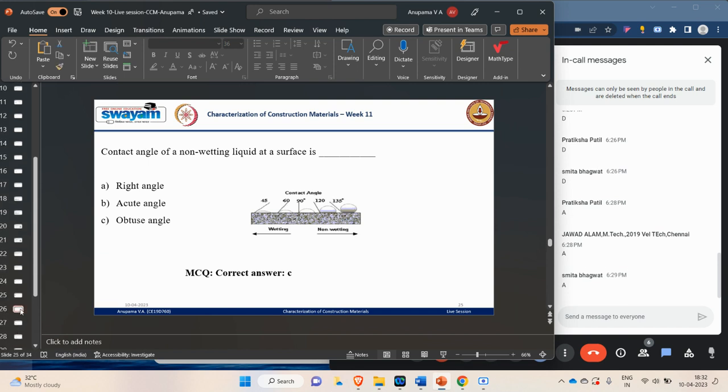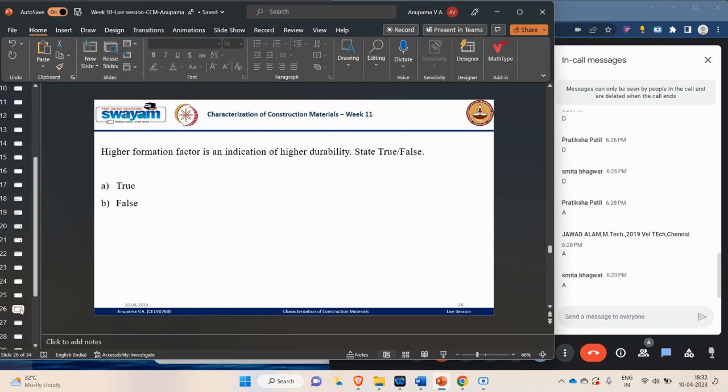Let's move to the next part. Higher formation factor is an indication of higher durability. This is a straightforward question without much of a need for an explanation. What a formation factor is, is a question for the assignment, so I'll just keep that out from today's discussion. We just need to discuss whether, for a system of higher durability, a higher formation factor is desirable or not.